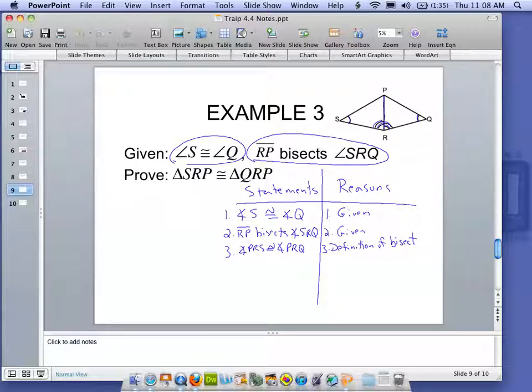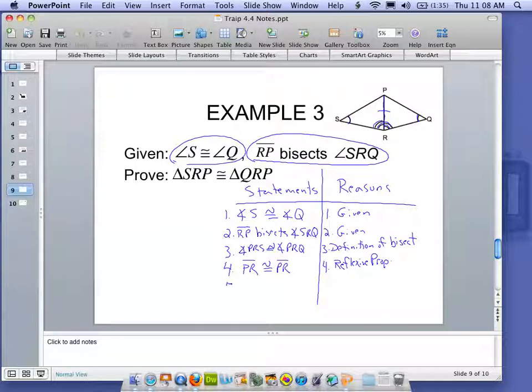Now, that's all the given in the problem. So now I have to resort to what I see in the diagram. And what I see in the diagram is that the two triangles share the side PR. So I can say side PR, or segment PR, is congruent to itself, and my reason is the reflexive property, since anything is congruent to itself.